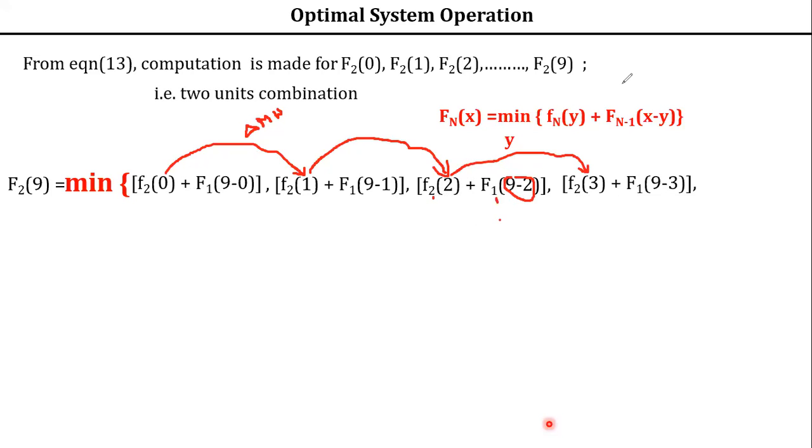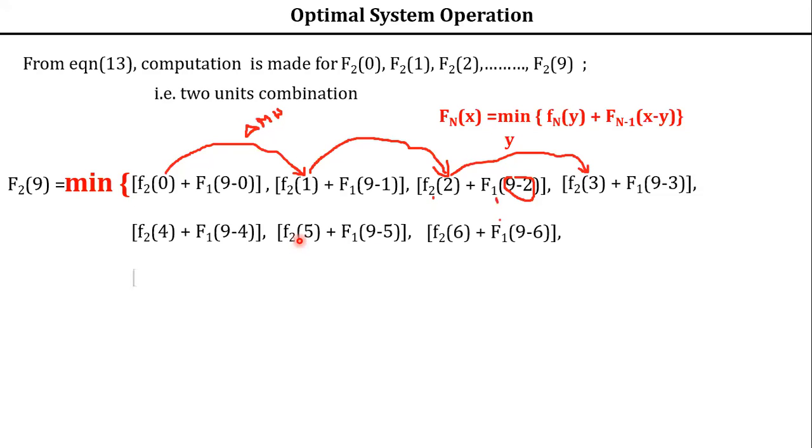What will be the next combination? Again, this term is incremented by 1. So that becomes 4. F3 of 4 plus F1 of 9 minus 4. The next combination will be F2 of 5, F1 of 9 minus 5. Then F2 of 6, 9 minus 6. Till which point? Till you get capital F as 0, because small f we have started with 0. So you have to write all the combinations till you get capital F as 0.